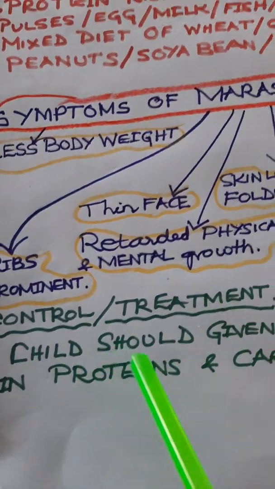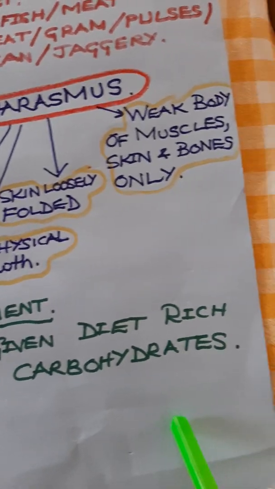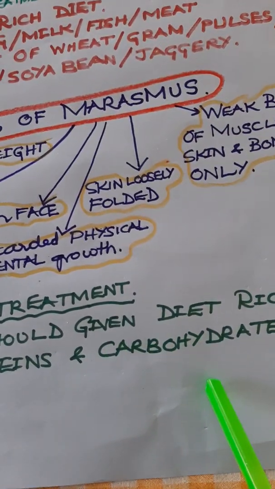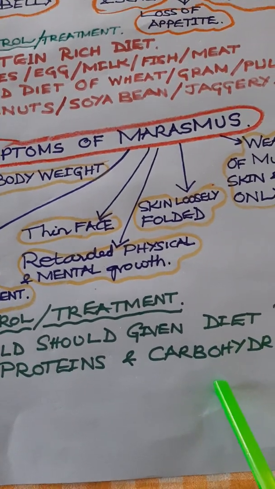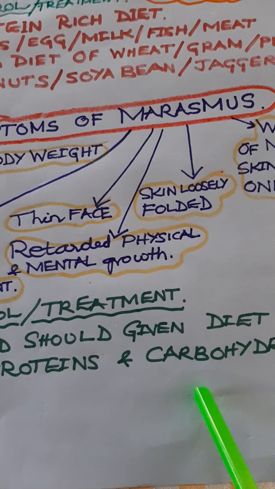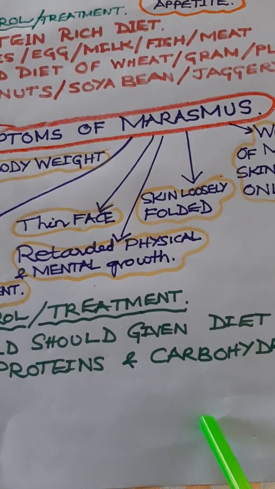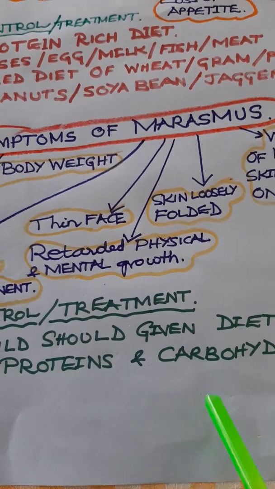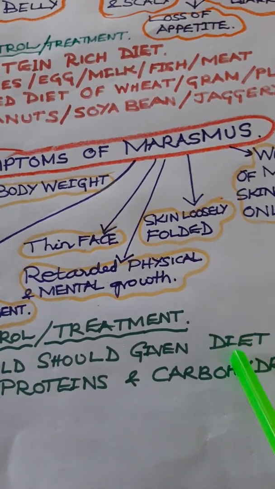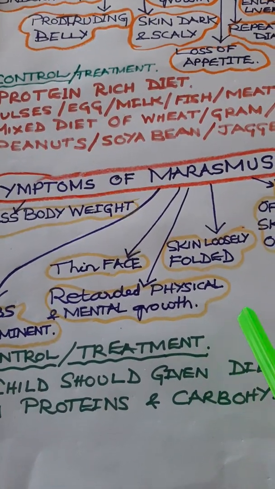Now, how can it be controlled or treated? The child should be given a diet rich in proteins and carbohydrates, because marasmus is caused due to deficiency of proteins, carbohydrates, and fats in the diet. So the child has to be given a diet rich in all the nutrients so as to control or treat marasmus.